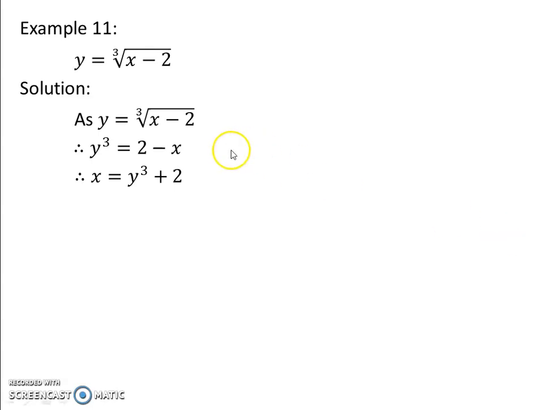Sorry, just making a correction. y cube equal to 2 minus x, therefore x equal to 2 minus y cube, not y cube plus 2. It should be 2 minus y cube. Make a correction over here.